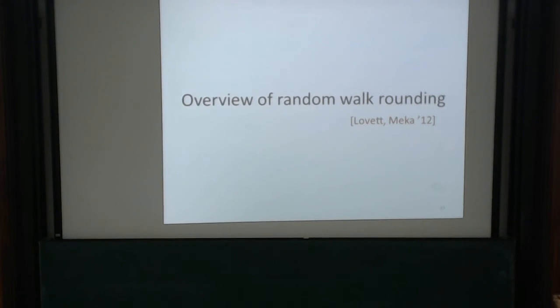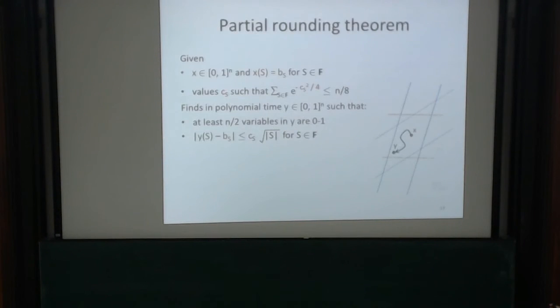Okay, so next I'll give an overview of the Lovett-Meka algorithm. Here we are starting with a fractional solution that satisfies a number of linear constraints. And we are given a target violation value for every constraint, some value c, so that we want to violate this constraint by no more than an additive c times square root of s, where s is the size of that subset. And this algorithm finds in polynomial time a partially integral solution where at least half the variables are going to get set to 0 or 1, and we'll ensure that the violation is no more than this for every constraint.